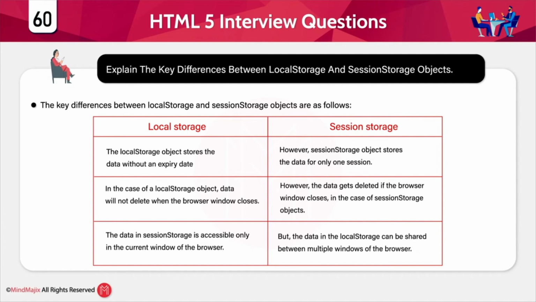In the case of the local storage object, the data will not be deleted when the browser window closes, because it stores the data without expiry. Even though the browser is closed, the data will not be deleted from the local storage object. If you close the browser window, whatever the session storage object stores will be deleted automatically. That is the key difference between the local storage object and the session storage object. The data in session storage is accessible only in the current window of the browser.